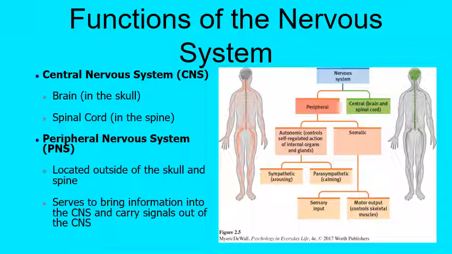And the peripheral system, so you're able to move your muscles, receive sensations from your body, perform many other bodily functions. It's located outside the skull and spine, and it serves to bring information into the CNS, or the central nervous system, and carry signals out of the central nervous system. The peripheral nervous system includes all the nerves which are located throughout the body except in the brain and in the spinal cord. So it carries messages to and from different muscles or glands, and sense organs that are located all throughout the body.